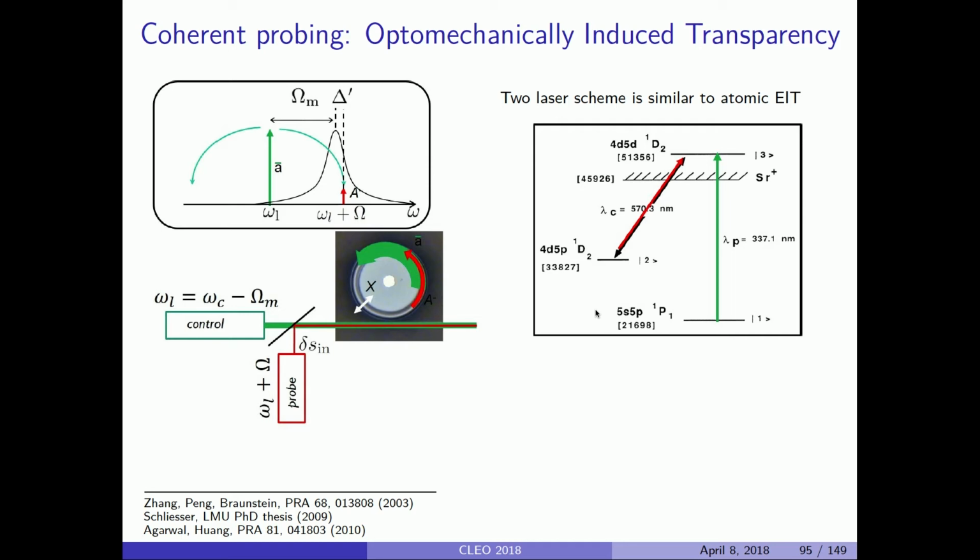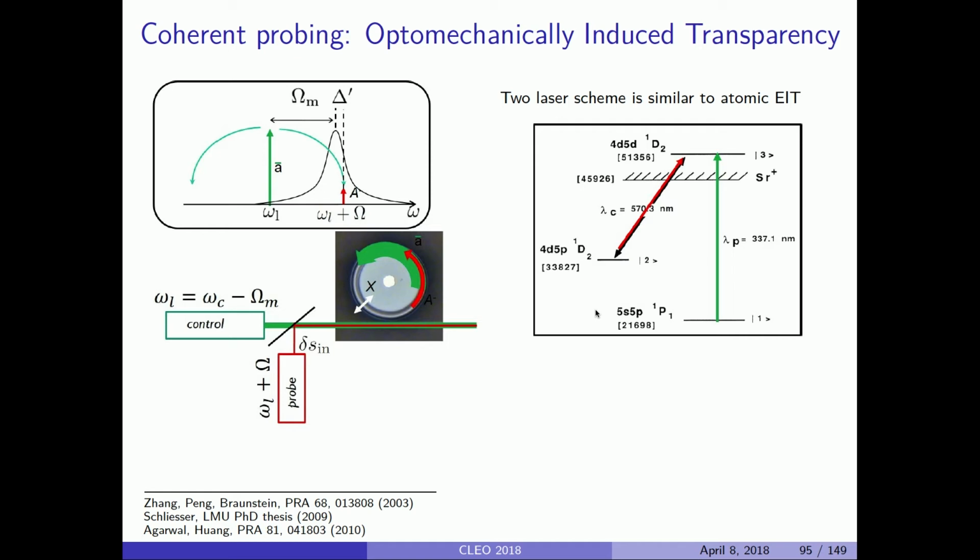This is called EIT, and there are different ways to think about EIT. One is in terms of level dressing. Another intuitive way to think about EIT is as an interference effect, between electronic pathways of absorption. So the electronic wave function effectively interferes destructively in this upper state 3 in the presence of these two common drive fields. Now, a very similar effect can also exist in optomechanics.